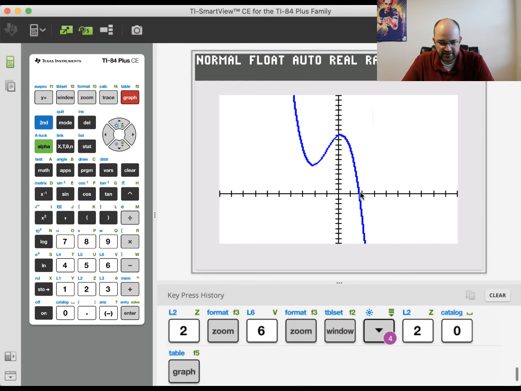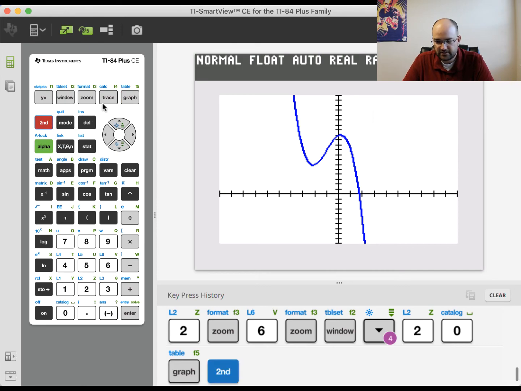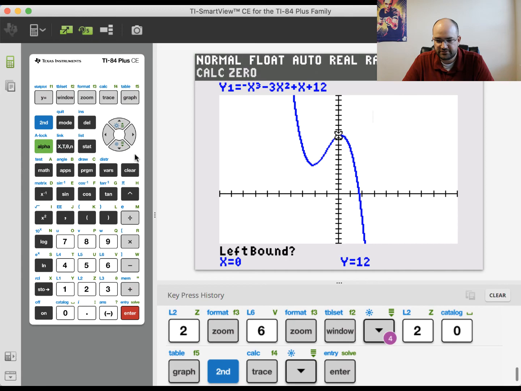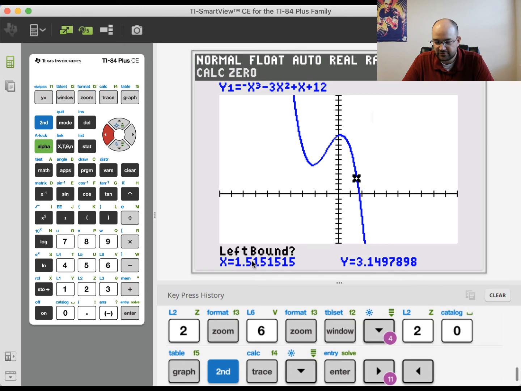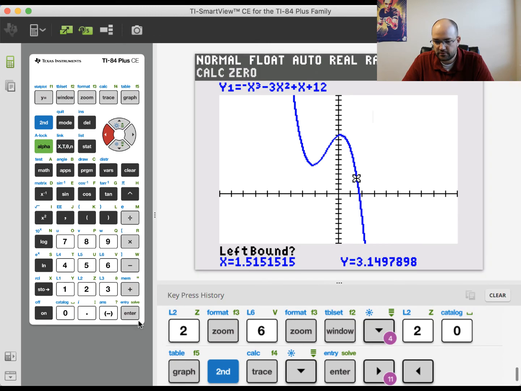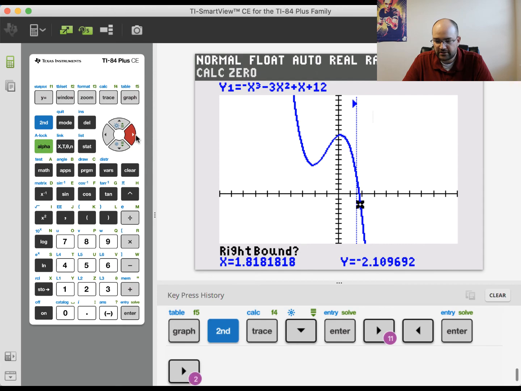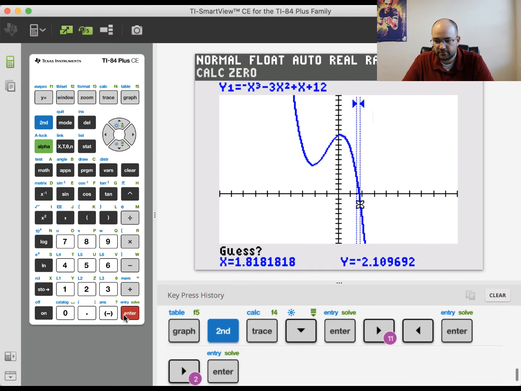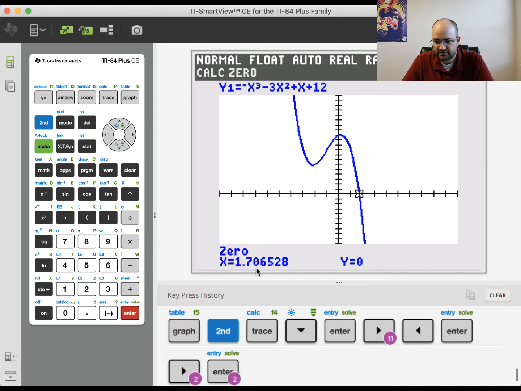If you want to find your x-intercept here, do second calc, 0, because those are called zeros. Go to the right, make sure you're just to the right of the 0, and notice that I'm above the x-axis here. Click enter, and then go right to where you are below the x-axis and click enter, and then click enter again. And so my 0 here is 1.706528. And the y is 0 because that's the definition of the 0.